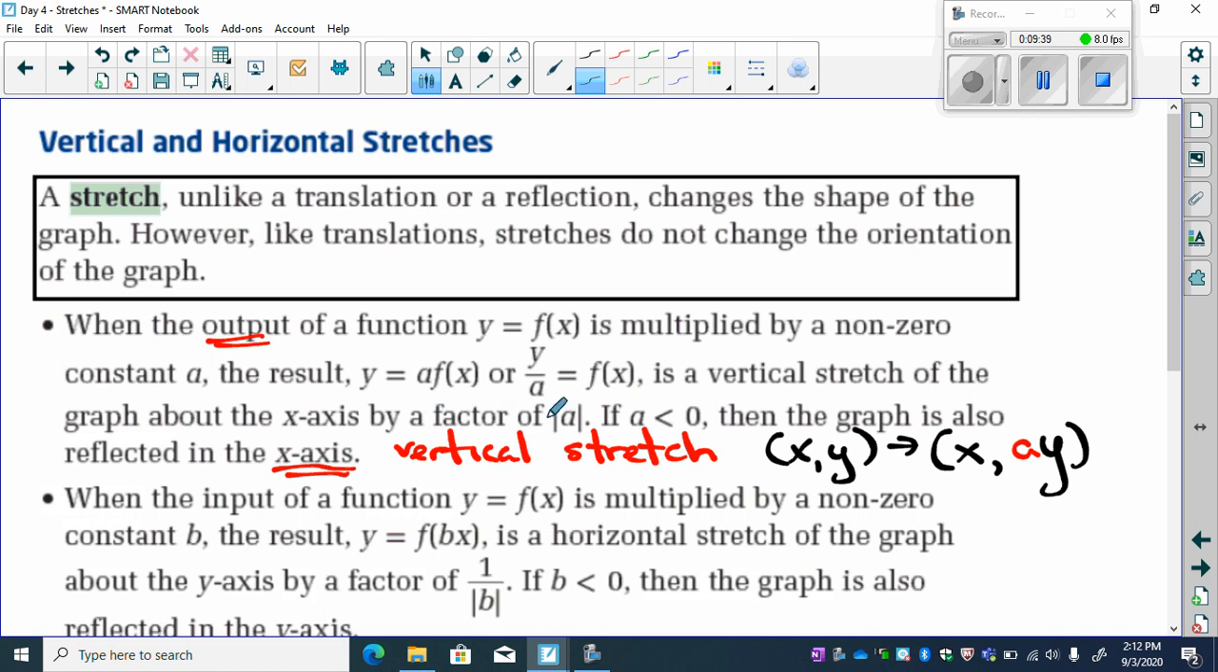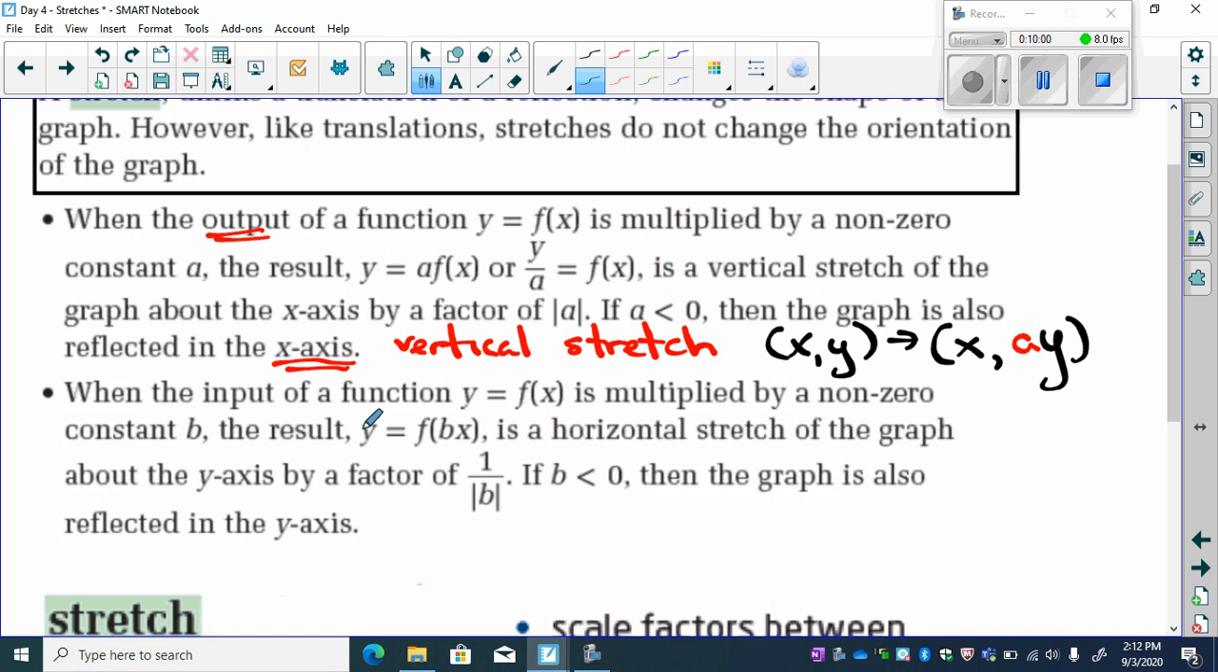So when you're stating the stretch factor, if someone asks you what the stretch factor is, always state it as an absolute value. If A is a negative, then you also have to say the graph is reflected in the x-axis. If the A value is a positive, so greater than 0, there would be no reflection in the x-axis. So if it's the output, vertical reflection in the x-axis, vertical stretch about the x-axis.